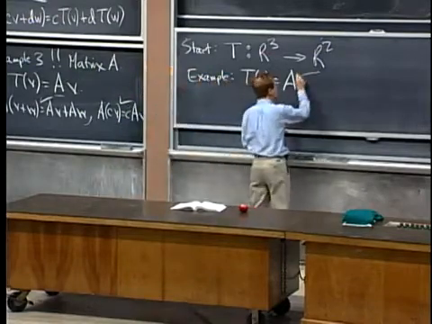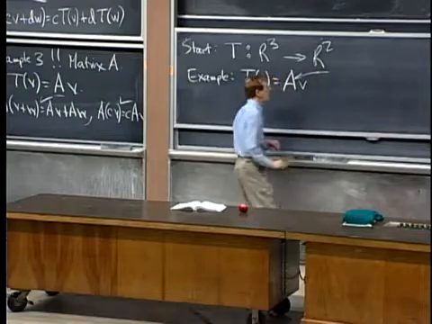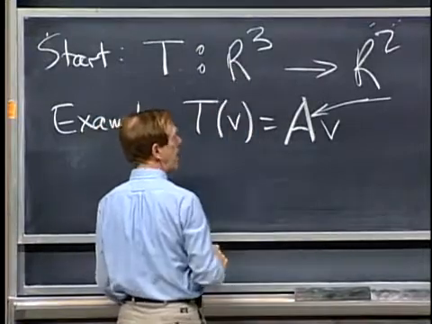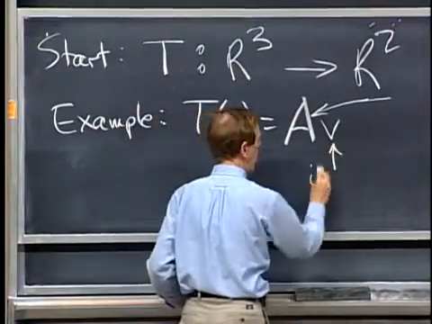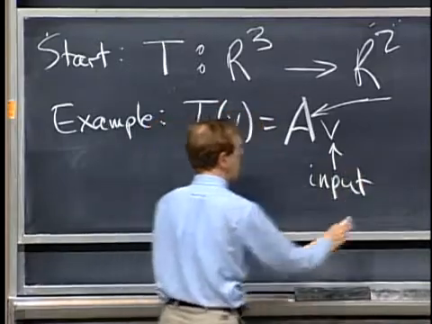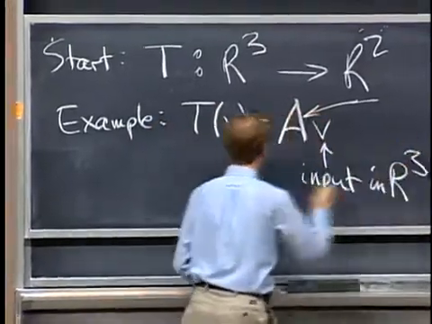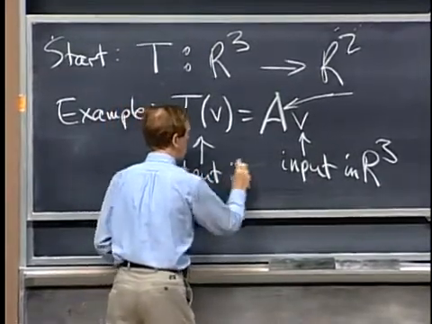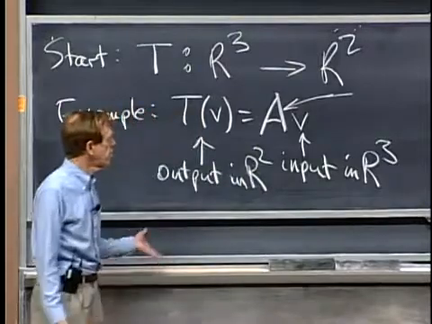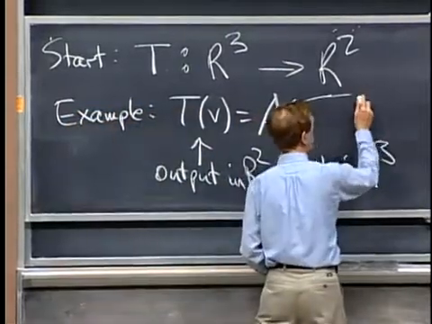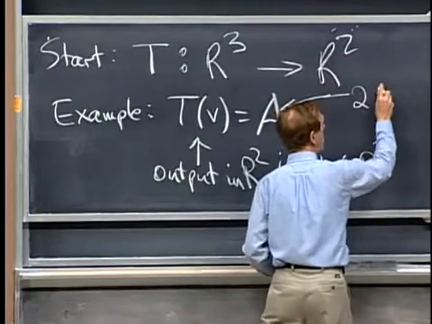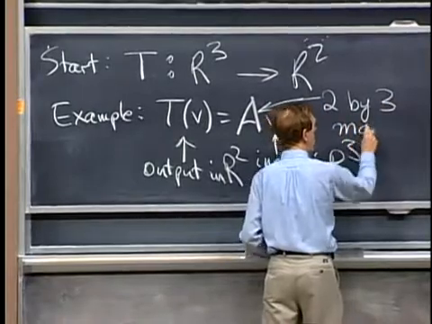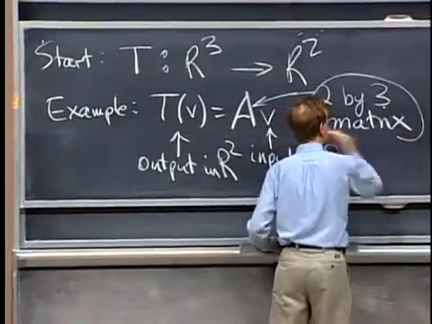And A should be, what shape of matrix should that be? I want V to have three components, because this is what the inputs have. So here's the input in R3. And here's the output in R2. So what shape of matrix? So this should be, I guess, a 2 by 3 matrix, right? A 2 by 3 matrix.